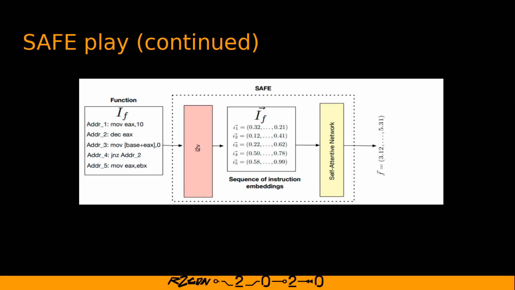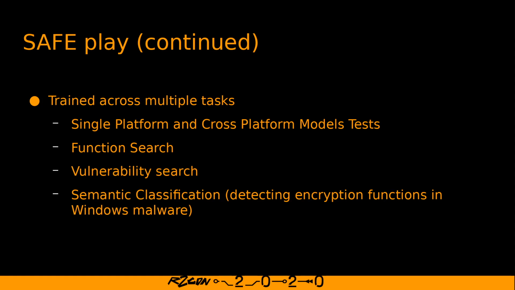Here is an example, a visual illustration of the concept. You start with the instructions and you end up with numbers, just the numbers. And then the tasks themselves included comparison of AMD64 and ARM, function search, which is relevant to us, vulnerability search, and then also semantic classification, which is detecting whether a function contained encryption functions found in Windows malware.